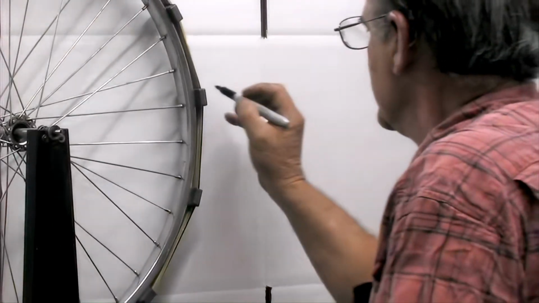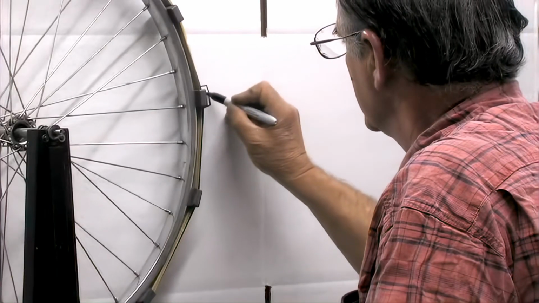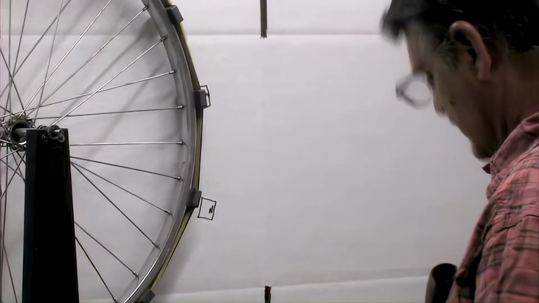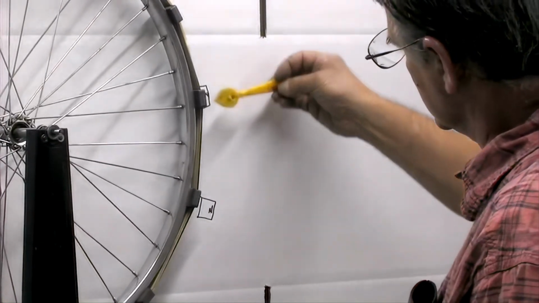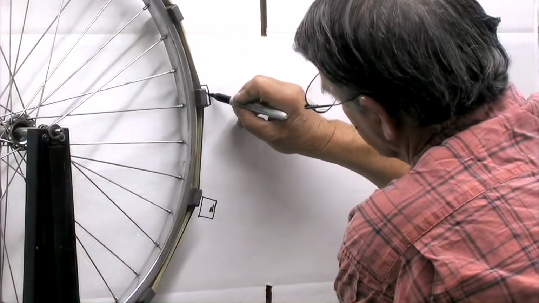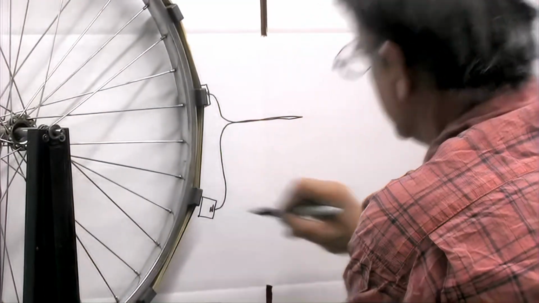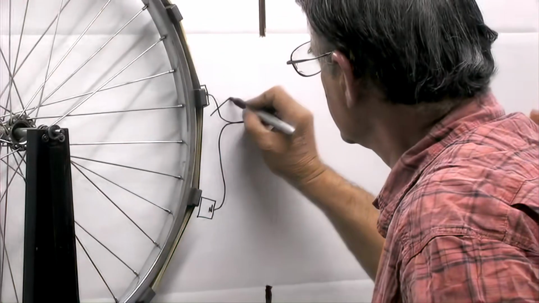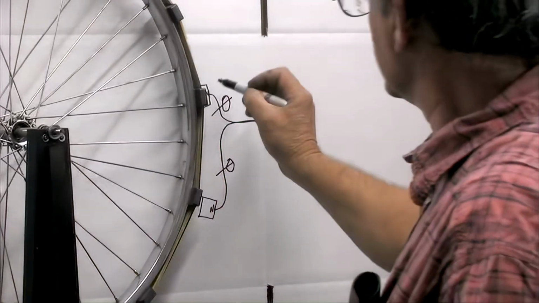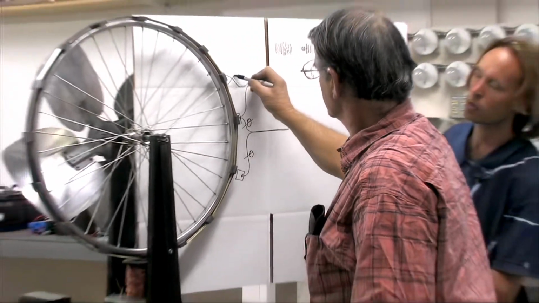Okay, so what we have is a north pole here, and a north here. So we have a south that does this. And then what we have is a 0 here and a 0 here. So we have this all the way around the wheel, like this.